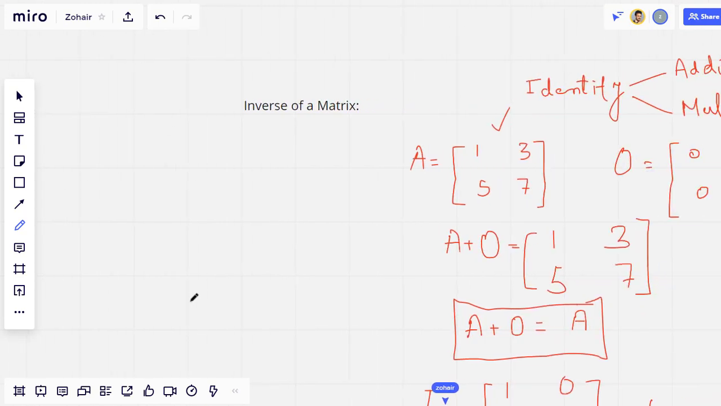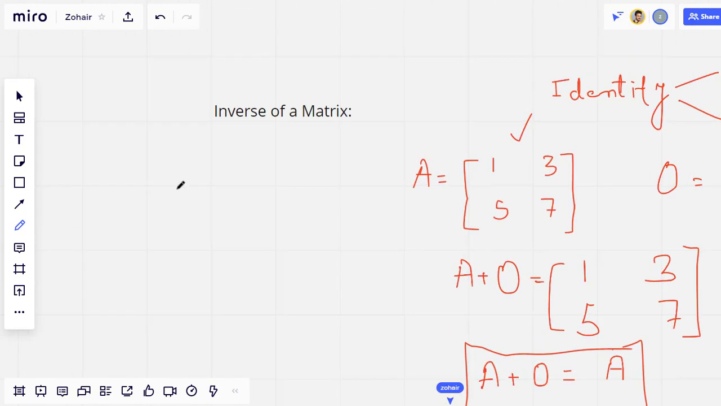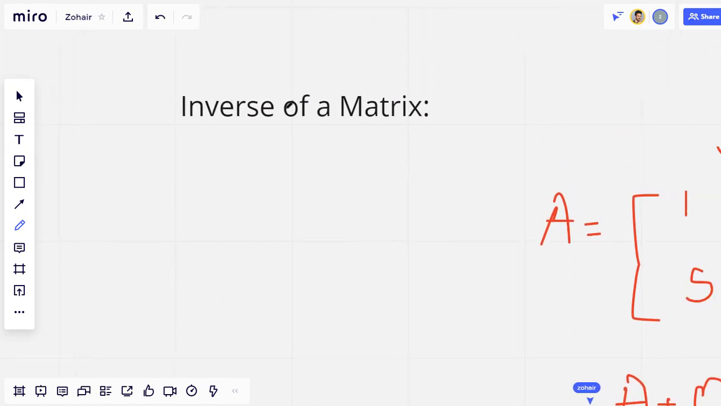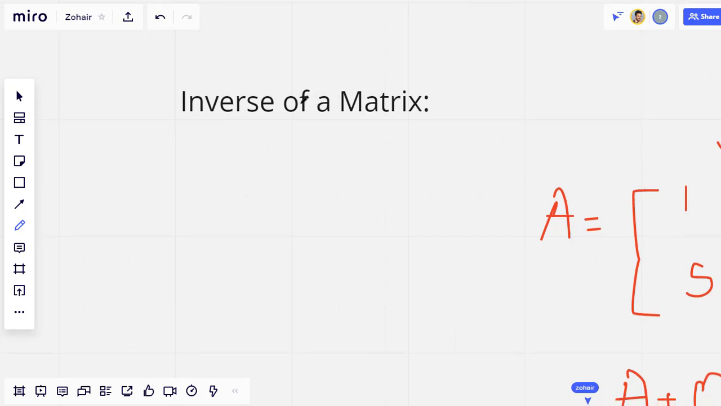Now let's come to the multiplicative inverse of a matrix. Here, by inverse of a matrix, I mean the multiplicative inverse of a matrix. We write it like this: A, and in the power we write a minus 1. That's how we represent inverse in matrices. Equals, you can't just find it like that.